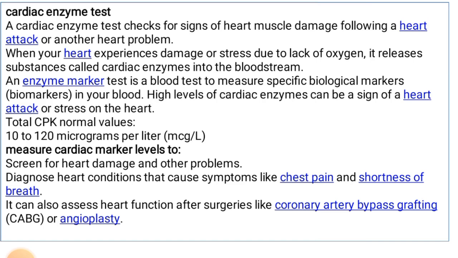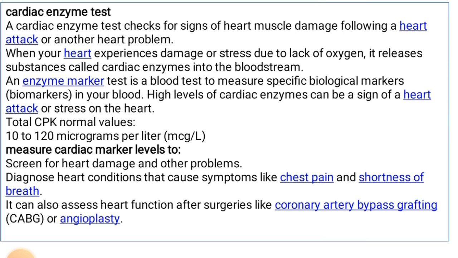The second one is to diagnose the heart condition that causes symptoms like chest pain and shortness of breath. So if a person is suffering from chest pain or cannot breathe comfortably, the doctor may suggest that you go for the cardiac enzyme biomarker test.